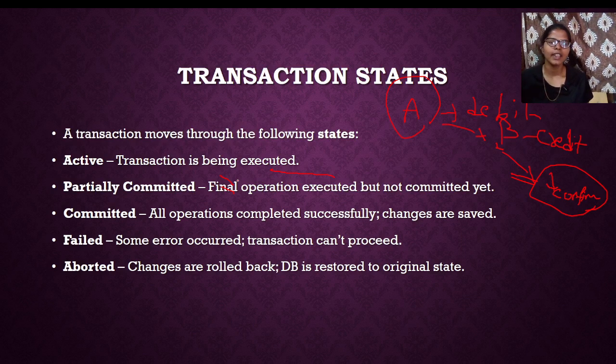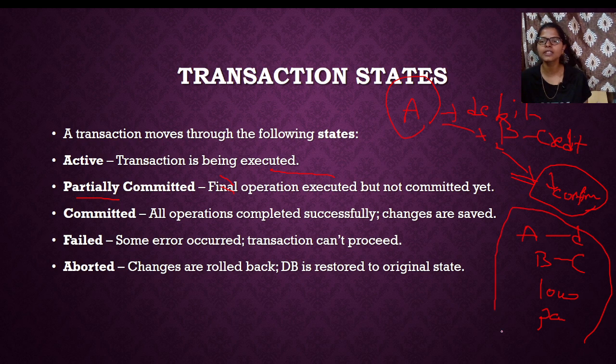Next, partially committed. You have selected A's account to debit, selected B's account to credit, entered the amount, entered the password, each and every step you have done. But you did not click on the confirmation button to complete the transaction. This is called partially committed. Once you click on the confirmation, the amount will be debited and transferred to B's account. That is called a committed operation.